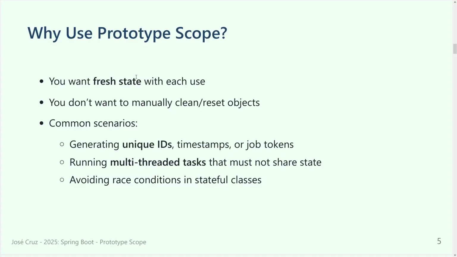So why use prototype scope? You want fresh state with each use. For instance, you want to generate a GUID, or information that you need for a specific point in a cycle, or you want to run a specific thread, or start 100 threads that should each do something, but each thread should have a component isolated from the others, though it's the same component. In that case you want the prototype, because you'll need 100 instances for a while. So that is a use case. Running multi-threaded tasks, avoiding race conditions, stateful classes, generating unique IDs, timestamps, or job tokens, and things like that are quite nice use cases for the prototype.